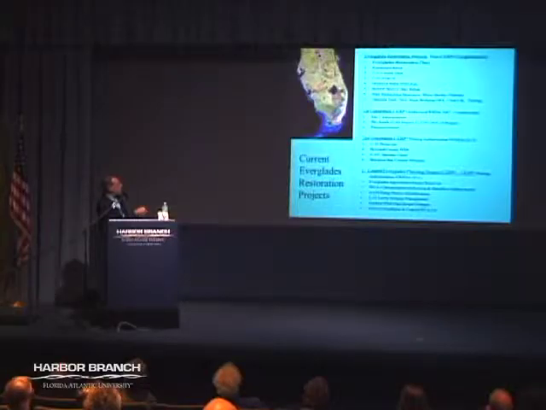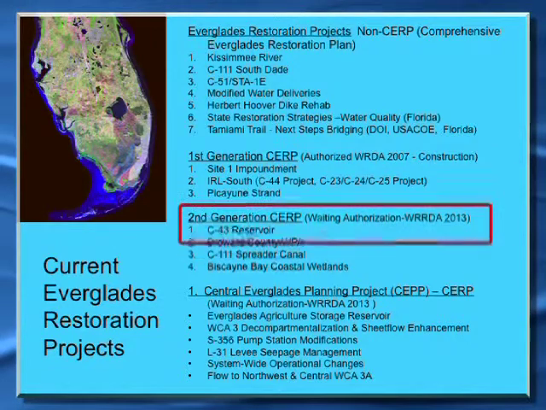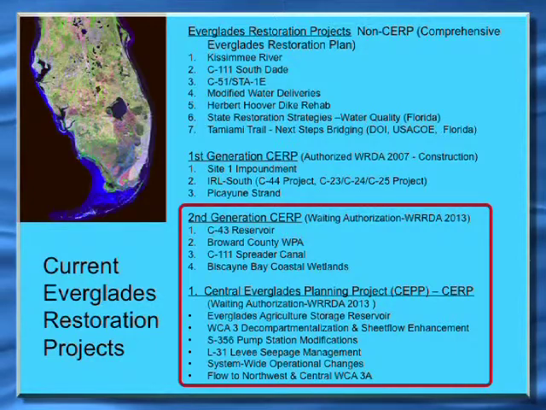The next group is the IRL South Plan, I mentioned, Site 1, and Pikian Strand, which is over here on the West Coast. And then there are these projects that are in line to be in the next WRDA bill, the Water Resource Reform and Development Act of 2013. This WRDA bill has passed through the Senate and through the House, but they don't agree, so they're coming back to conference now before they get passed. But in there are four projects here and then six components for that Central Everglades Plan.